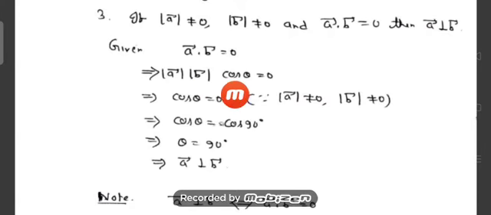Obviously, cos theta will be 0 because these are non-zero. So if cos theta is equal to 0, then what is the value of the angle when cos theta is 0? Cos of 90 degrees. So comparing, we will have theta equal to 90 degrees. That means the angle is 90. What does it mean? The vectors are perpendicular. 90 degree hole perpendicular hobo.